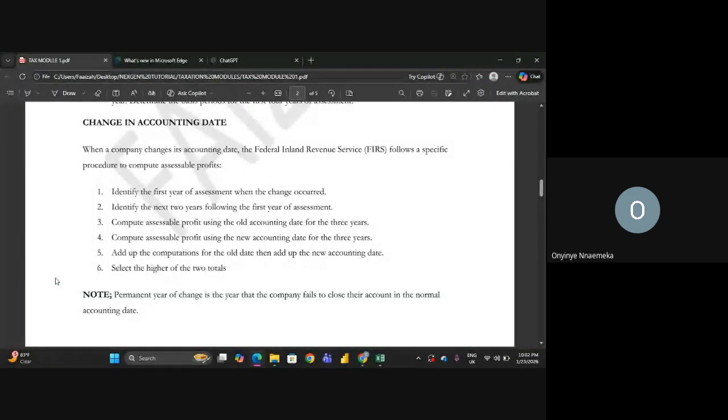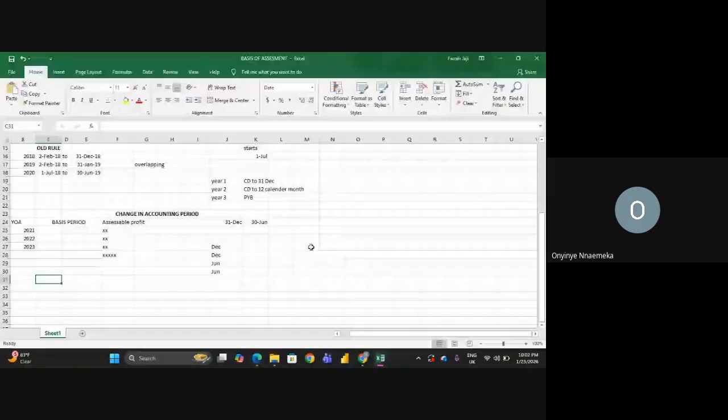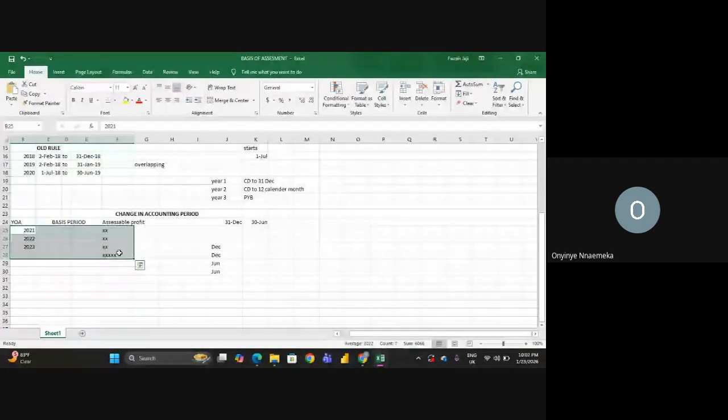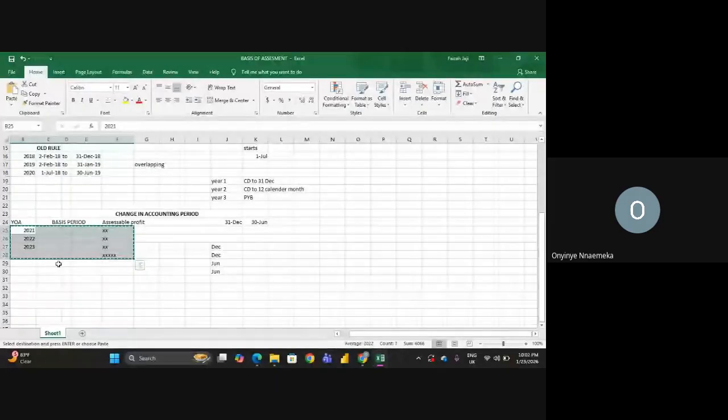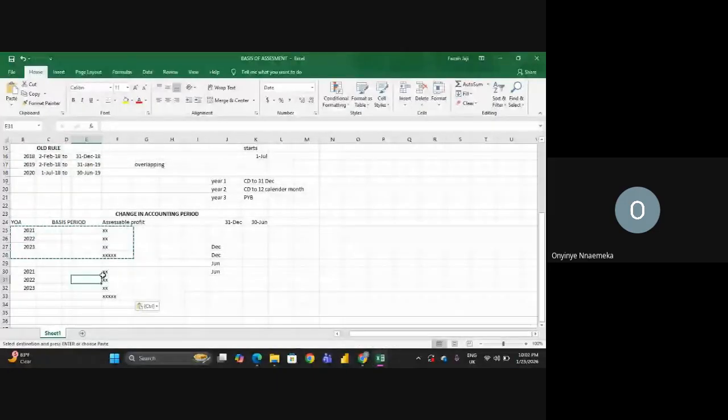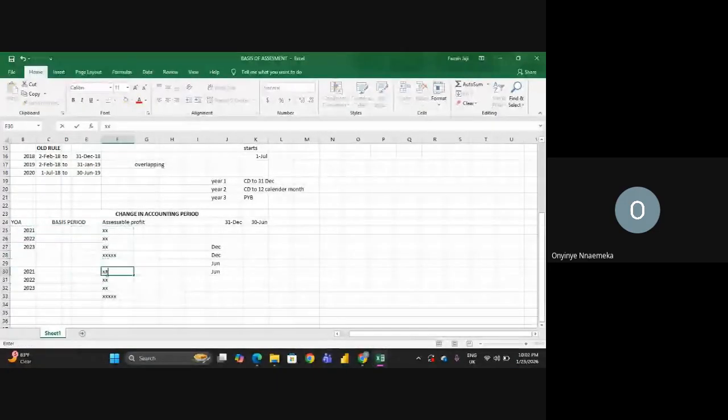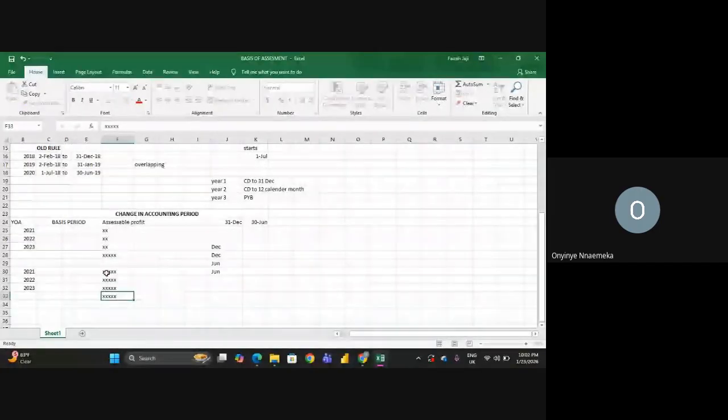The next one: compute accessible profit using the new accounting date for the 3 years. You do another one, the same figure, the same money, the same year, but a different figure. Why? This one is based on the new accounting date.